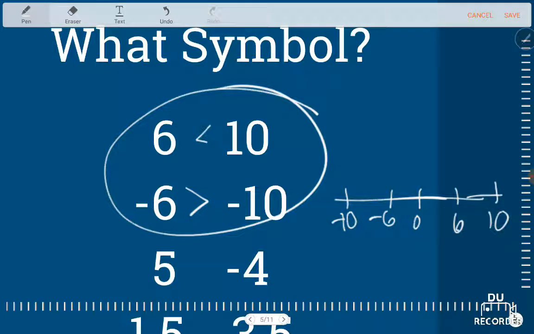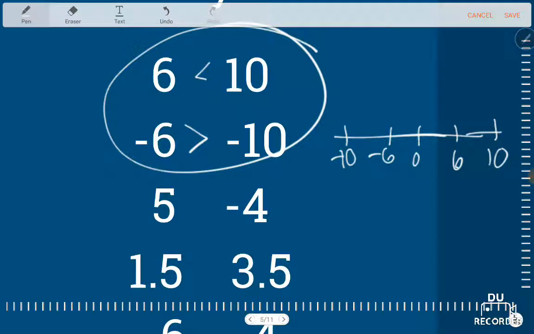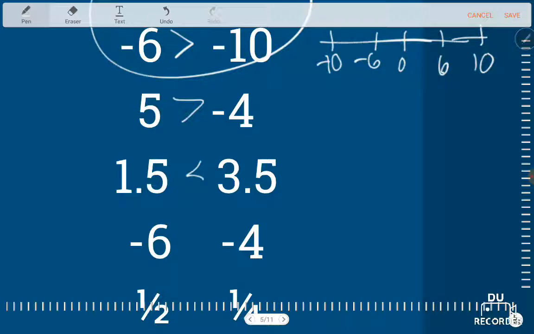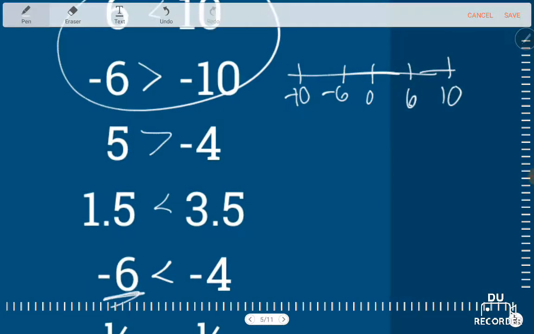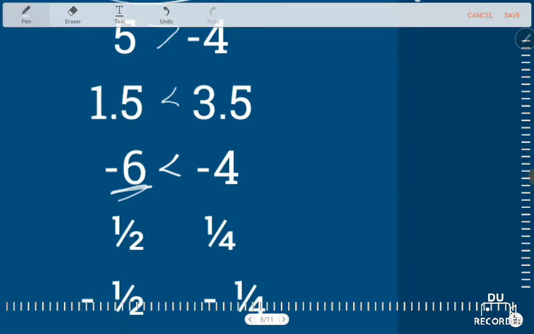Interesting. Okay, so 5 and -4, that's bigger. That one's smaller than that. -6 is more negative, so that's a smaller value, so it's less than -4. If you want to put that on our number line, it'd be about here. So negative 6 is the smaller number. It's less than negative 4.